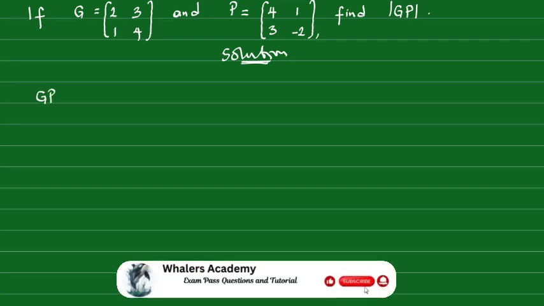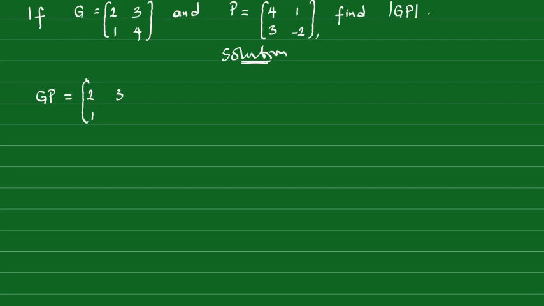We'll have GP is equal to matrix G, bracket open, 2, 3, 1, 4, bracket close, while our matrix P, we have bracket open, 4, 1, 3, minus 2, bracket close. Next, we know the fact that in looking for a multiplication of matrices, the operation is carried out by multiplying row against column. And so we have this to be equal to bracket open.